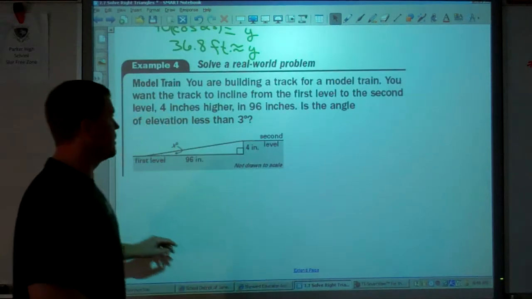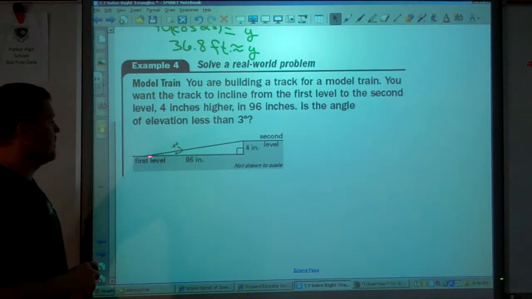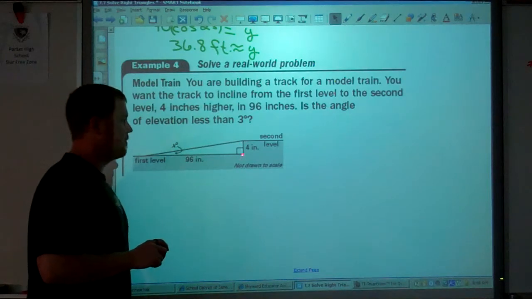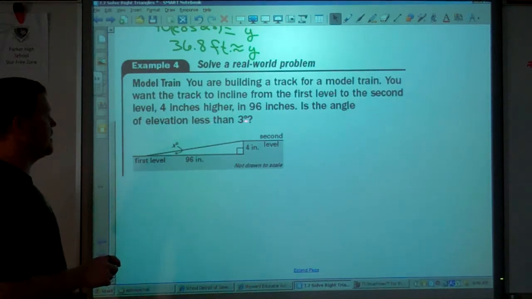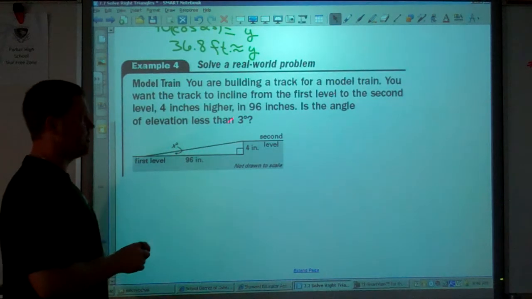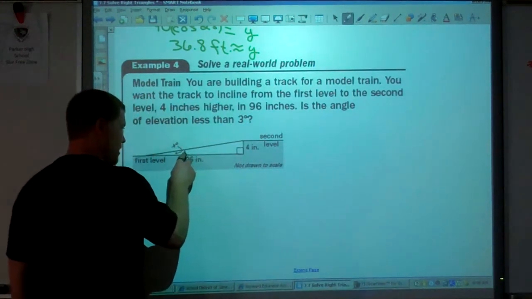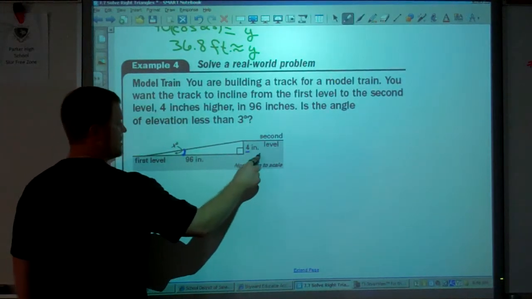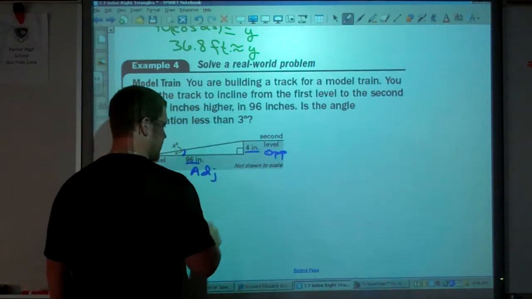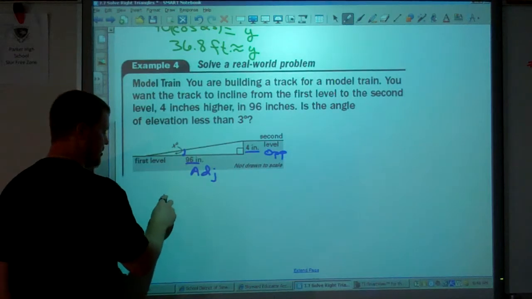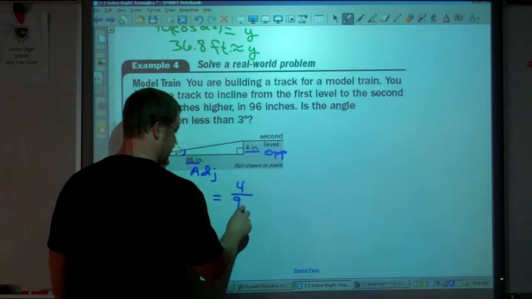Alright, we're building a ramp for a model train. You want the track to incline from the first level up to the second level 4 inches higher, over the span of 96 inches. Is the angle of elevation less than 3 degrees? Is x less than 3 degrees? We're answering that question here. The angle here is what we're looking for. Here's the side, so that is opposite and adjacent. So which trig function are we using? That is tangent. So the tangent of angle x equals opposite over adjacent.